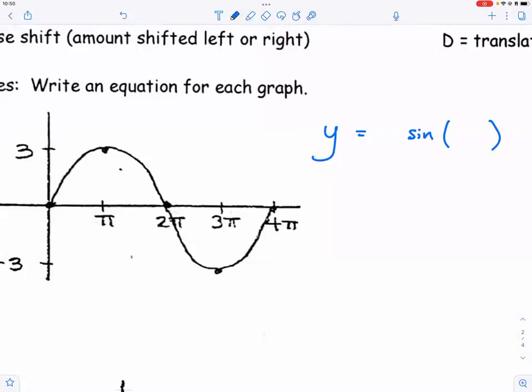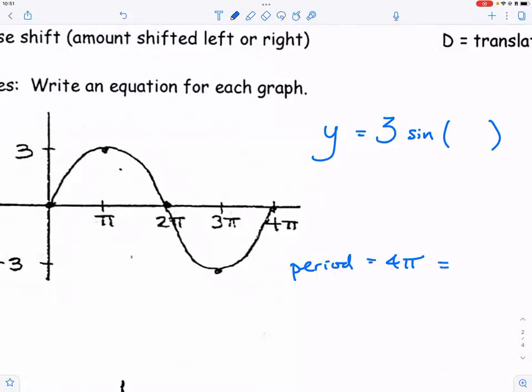What else can you tell? Amplitude of 3. That means your A is 3. Is there any shift? Nope, no vertical shift, no horizontal shift, no phase shift. That's good. What's the period? 4 pi. The period's 4 pi. Yeah, so the b is 1/2.